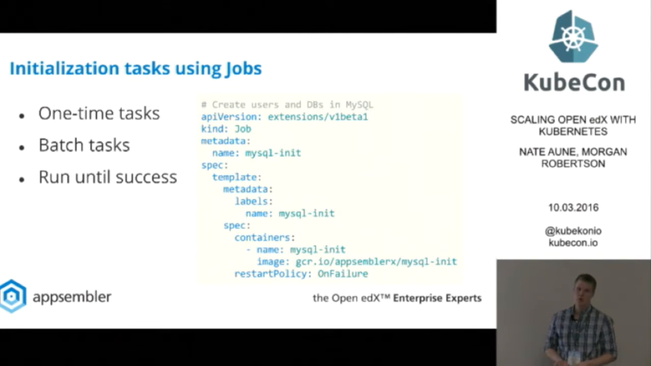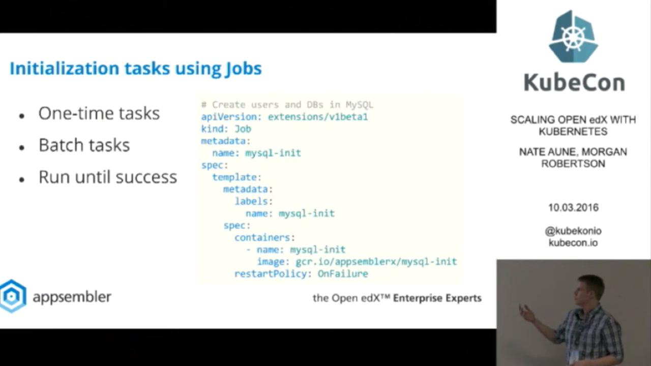So Kubernetes 1.1 introduced a feature called jobs that's actually perfect for these sorts of tasks. What a job does is it creates one or more pods that run to completion. If you have a task that you need to run once until it's successful, then a job will help you manage this. So if one of your pods fails, then you can automatically rerun that pod until it succeeds.